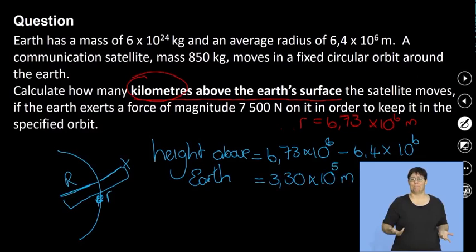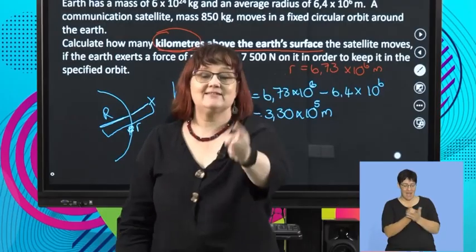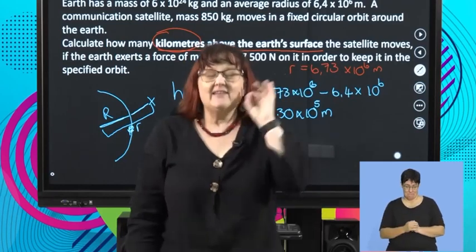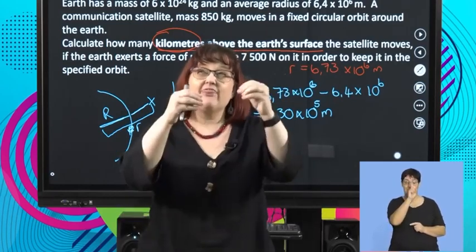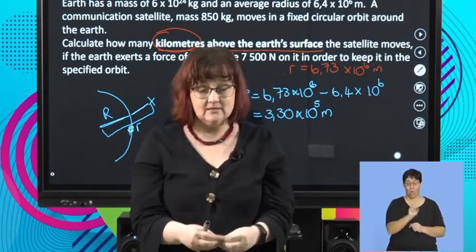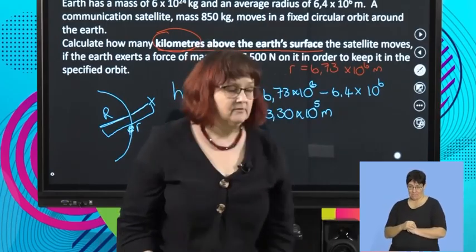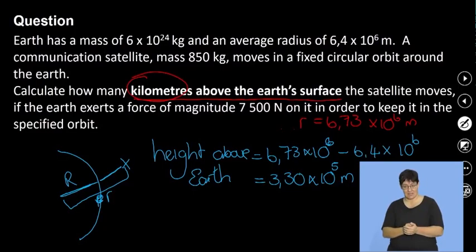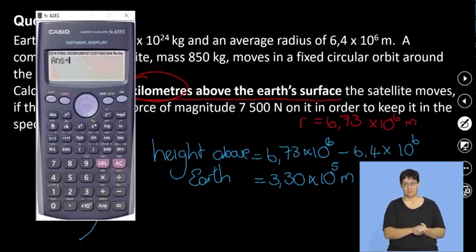But that's meters. Oh no, one more step. It has to be in kilometers. So now we've got to remember that there are 1,000 meters in a kilometer. I need to take that answer and divide by 1,000. Take my answer, divide by 1,000, and I get 3.30 times 10 to the 2.